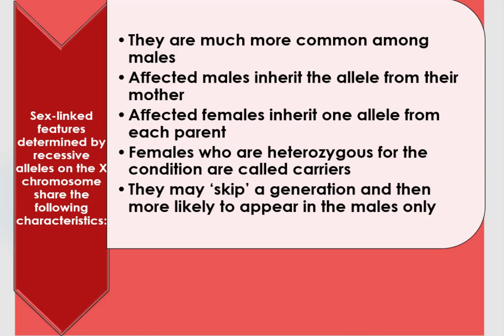Sex-linked features determined by recessive alleles on the X chromosome share the following characteristics. 1. They are much more common among males. Affected males inherit the allele from their mother. Affected females inherit one allele from each parent. Females who are heterozygous for the condition are called carriers. These traits may skip a generation and then are more likely to appear in males only.